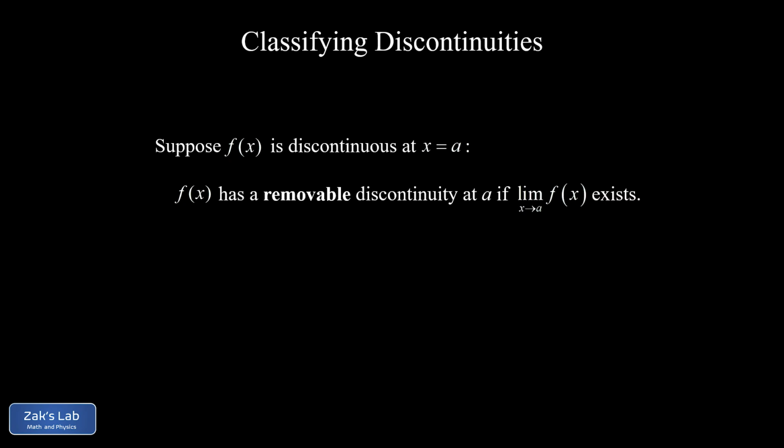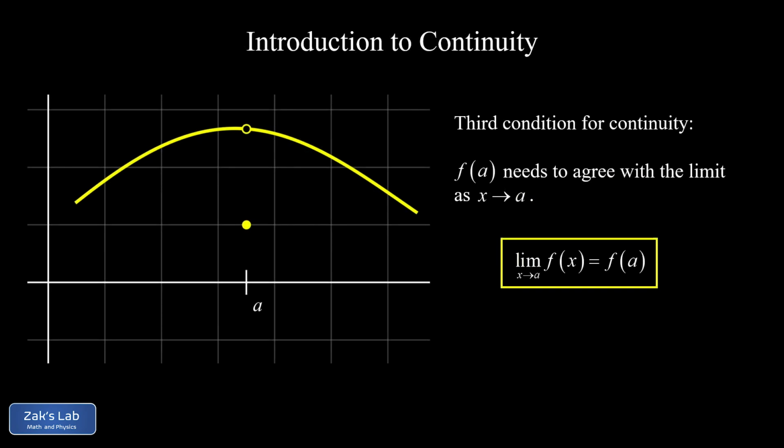Now remember, saying the limit as x goes to a of f of x exists automatically means that we're talking about the left and right limits both existing and agreeing with each other. So it's a removable discontinuity if those left and right limits agree with each other, and yet the function is still discontinuous. In other words, it's something like the picture on that last example that I did.